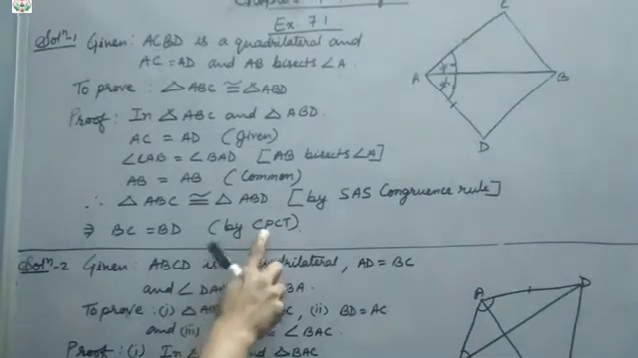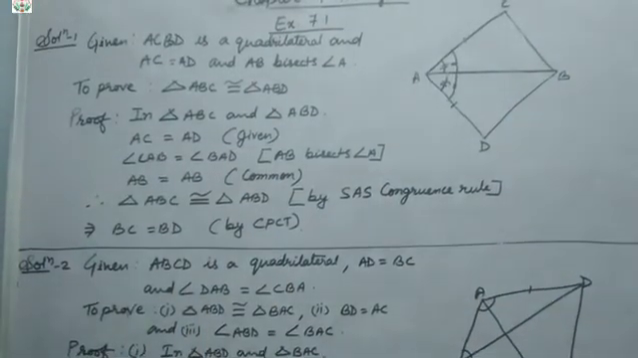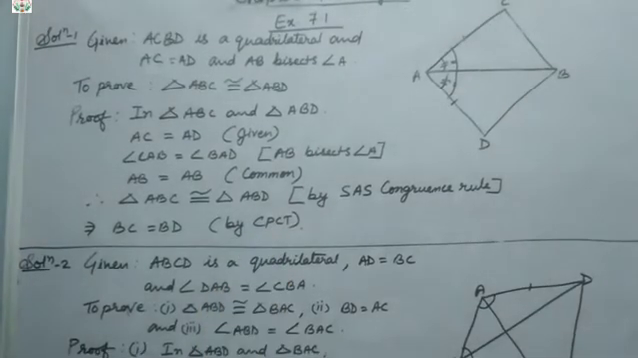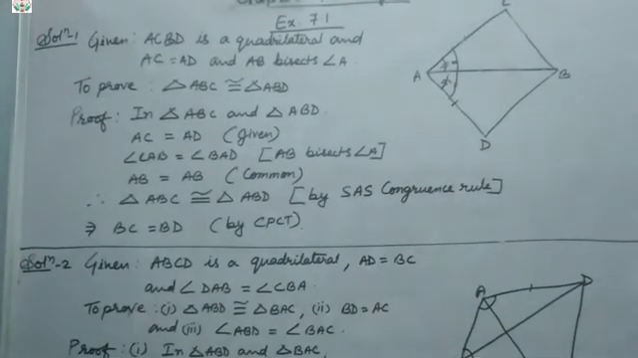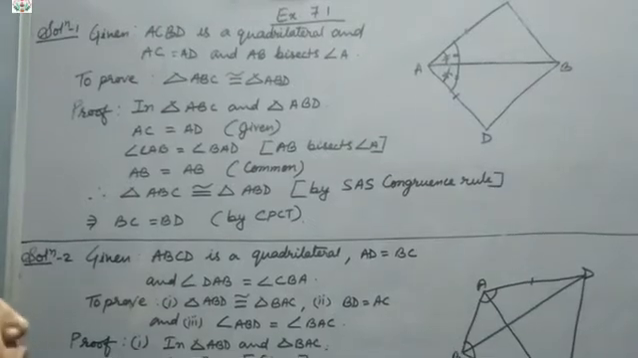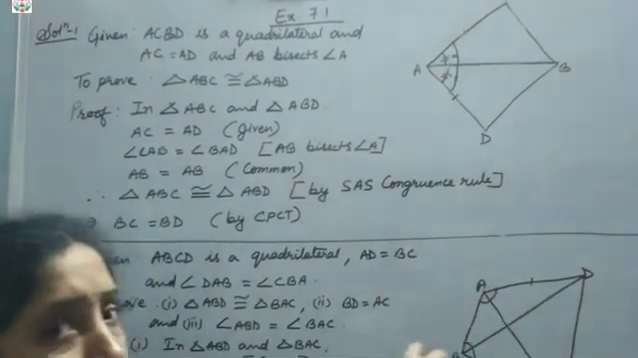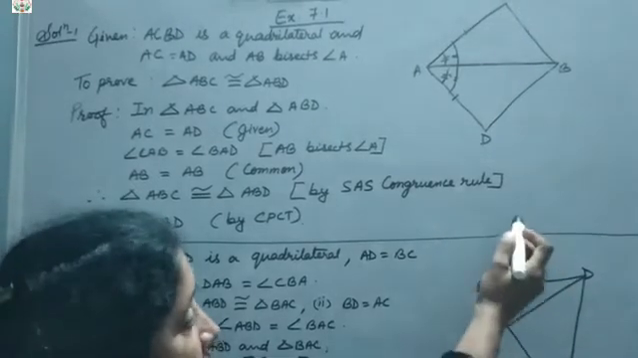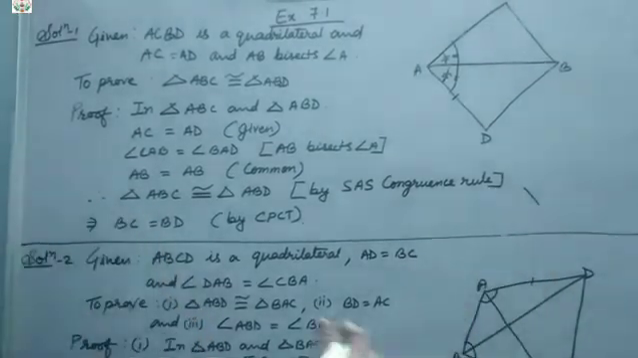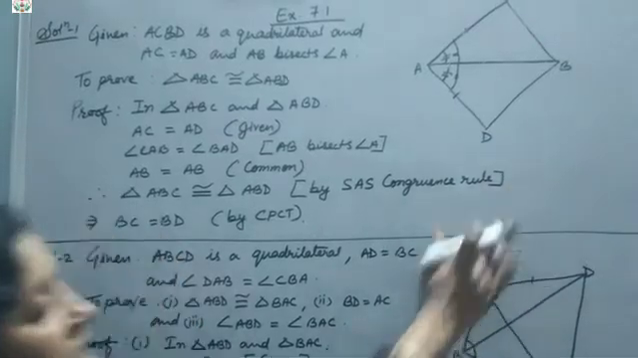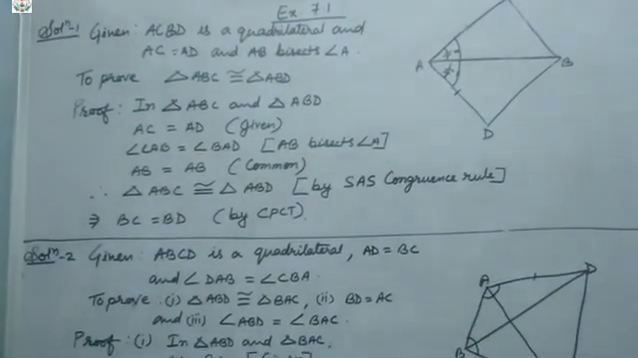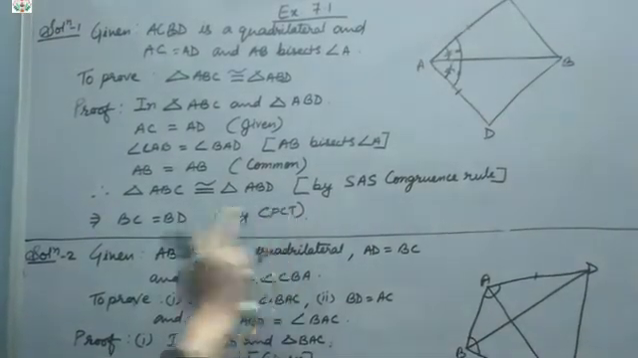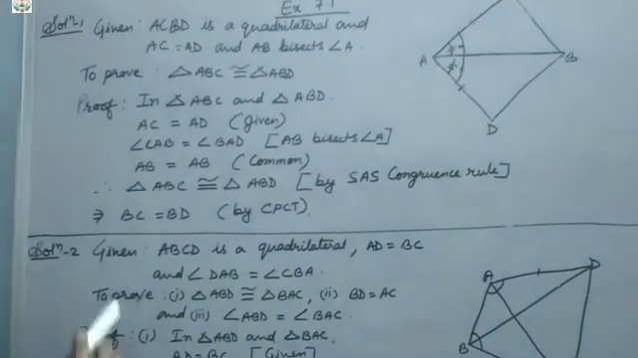Corresponding parts of congruent triangles, C for corresponding, first one. If any two triangles are the same, with one angle and two sides, or two angles and one side, likewise if you prove that they are congruent, then the corresponding parts of the triangles also will be the same. This is called corresponding parts of congruent triangles. Okay, so that is proved.